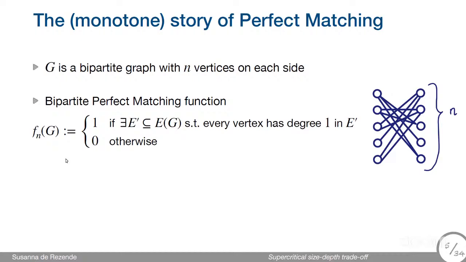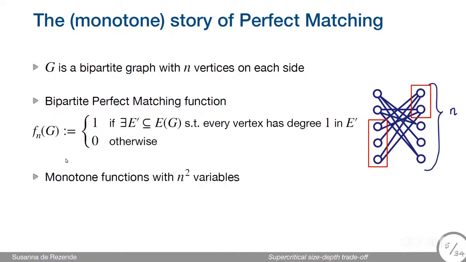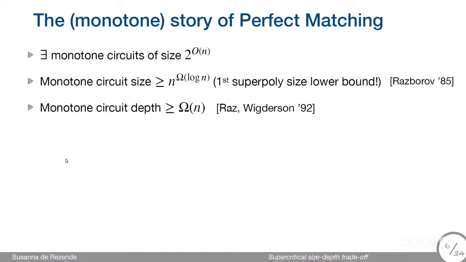It'll come up later. So I want to know, is there a subset of edges such that every vertex has degree exactly 1 in this subset? Okay, that's the bipartite perfect matching function. And for example, for this graph here, we can see this whole set there shows that there is no perfect matching. Okay, so and just this is a monotone function with n squared. So contradicting what I just said, in this particular case, I have n squared variables.